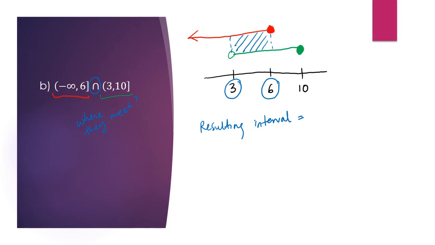So now resulting interval, two numbers, smaller number first, 3, 6. Look at the point at 3. The point at 3 is an open point, and the point at 6 is a closed point. So with that, I can do my brackets. So 3 open point, open bracket, 6 closed point, so closed bracket. That is my resulting interval.